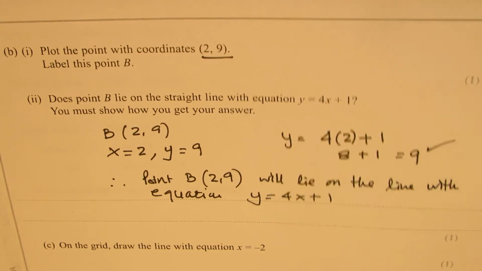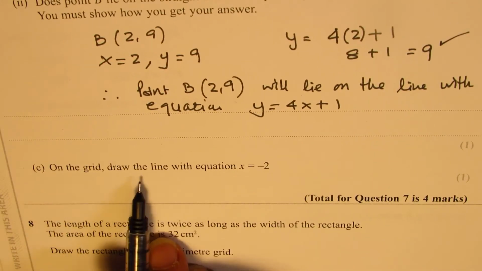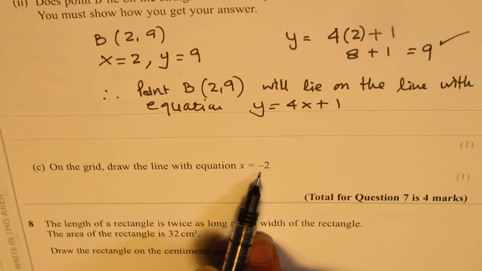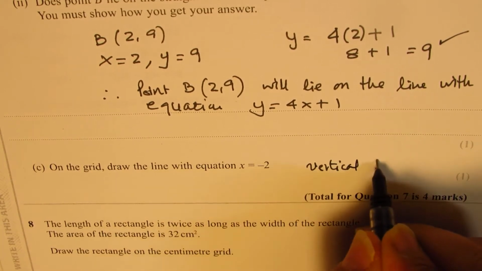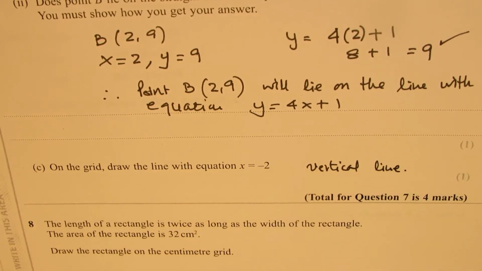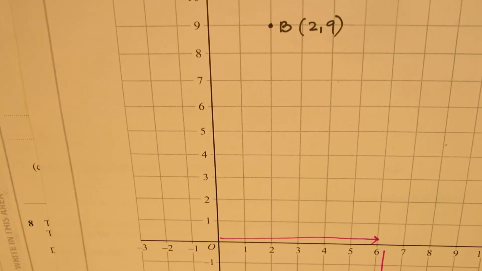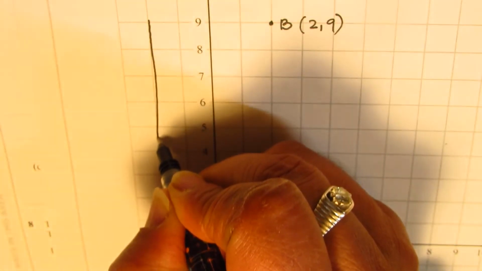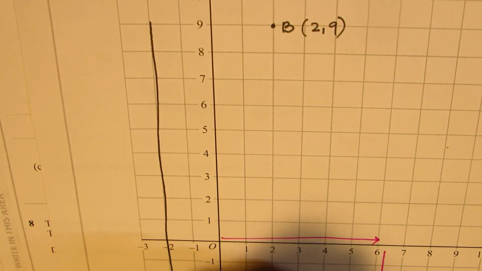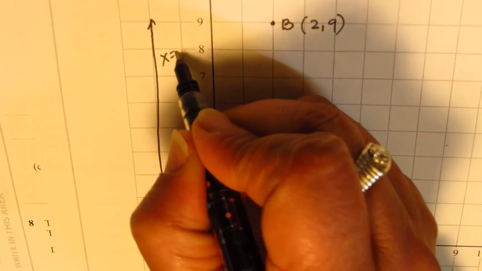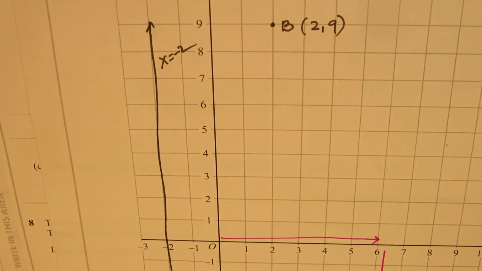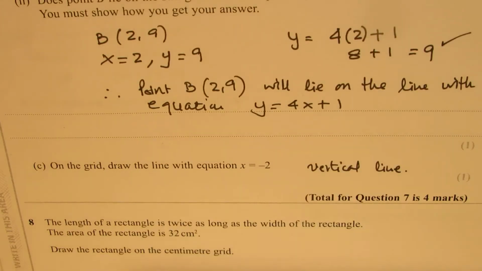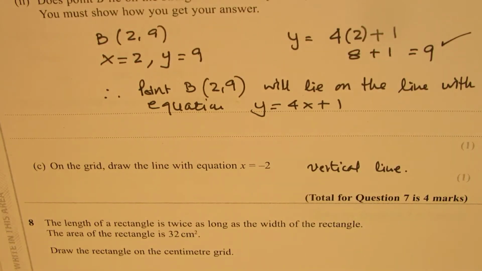Now question C, which relates to the same grid, is on the grid draw the line with equation x equals minus 2. So x equals minus 2 will be a vertical line, correct? Where all the values are minus 2. So let's do that. So that means this is minus 2 for us, right? So the line will be kind of like this. This vertical line is going to be x equals minus 2, right? So at every point on the line, the x value is minus 2. Clear? So that is how we are going to answer this question.